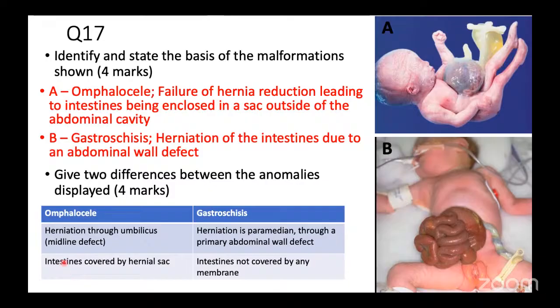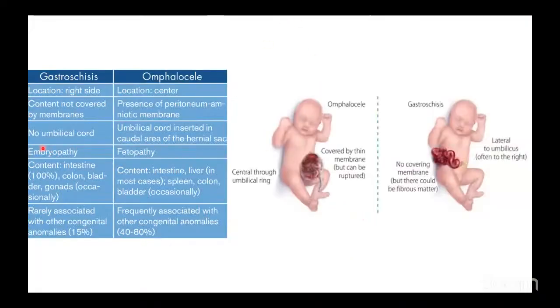The other difference, omphalocele is covered by a hernial sac, as you can see there, that membrane, whereas gastroschisis, we mentioned there's no membrane. So those are the major ones. There's also a few other ones which are listed here. These ones are less important for you to know, but if you want, you can know them.